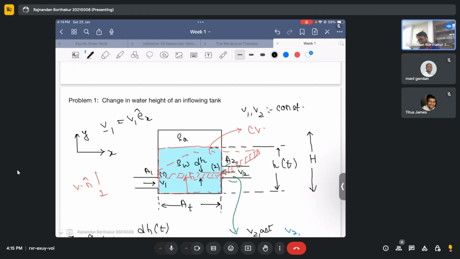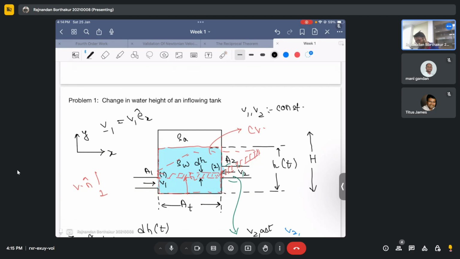But the n hat, which is the unit normal, is in the negative x direction. It is not in the positive x direction, because if I choose this surface, a unit normal is generally denoted outward of a surface, which means that my n hat for surface 1 is minus ex, where ex is the unit vector in the x direction.